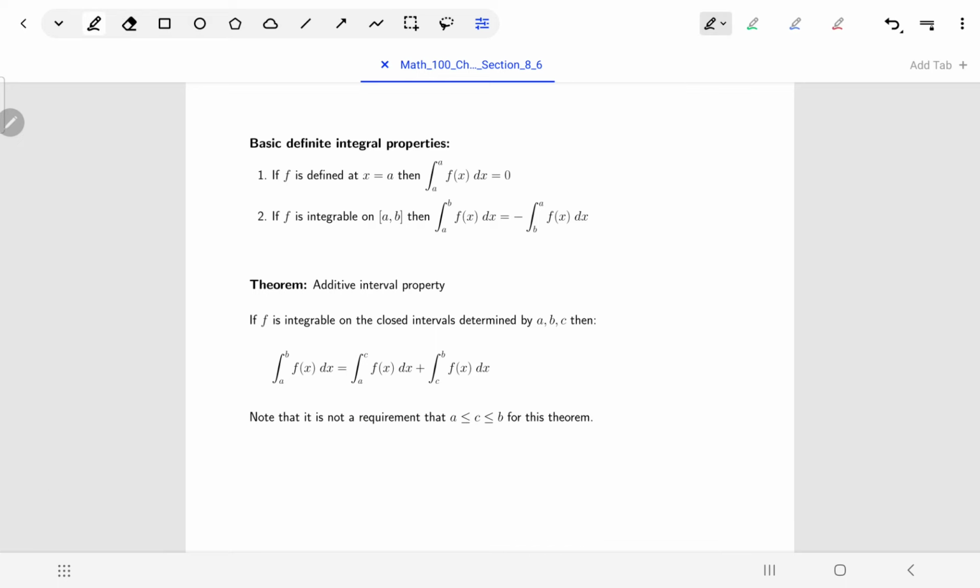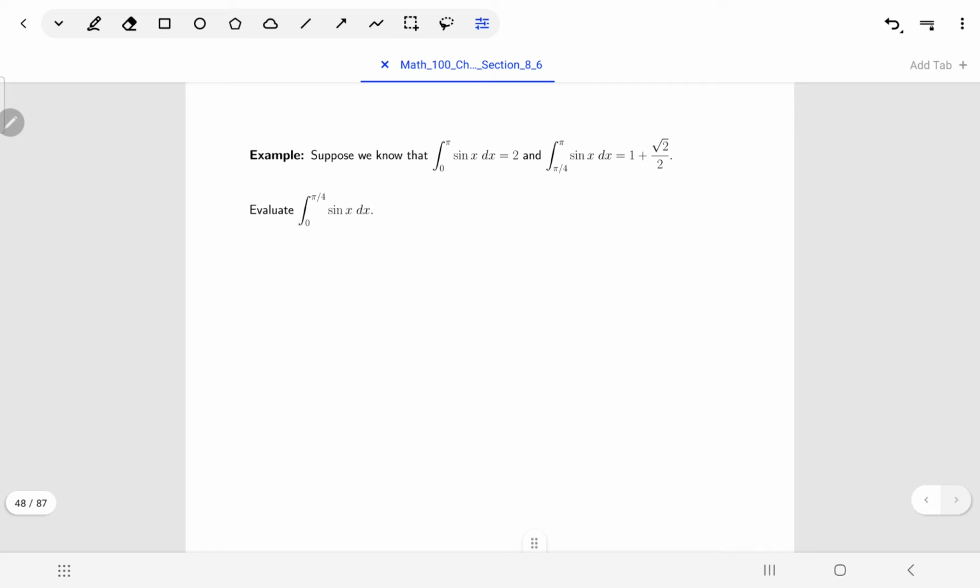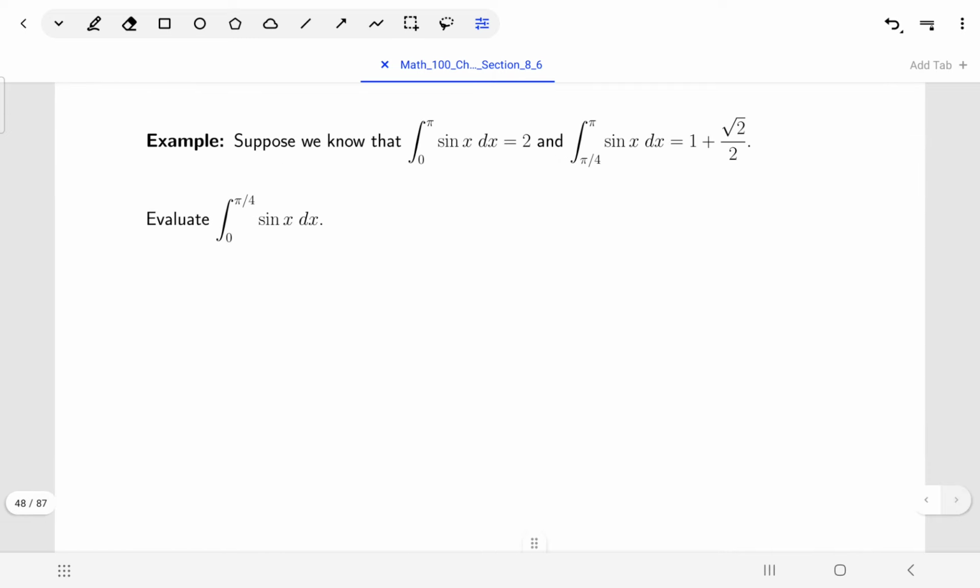So we don't even need a to be less than b for this property to occur. So for any three values, the integral from a to b is the same as the integral from a to c followed by the integral from c to b. So we're going to use that here in action.